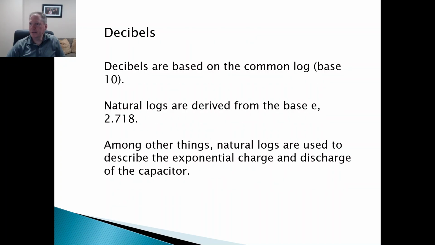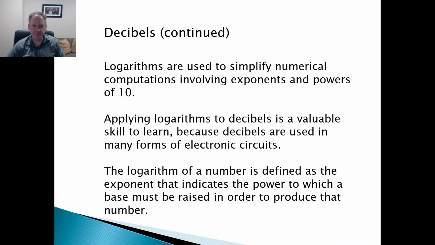All right. Now decibels are based on the common log, which is base 10. You can use natural logs, which will give you base e. Now, among other things, natural logs are used to describe the exponential charge and discharge of the capacitor. Logarithms are used to simplify numerical computations involving exponents and powers of 10. So when things are really, really large or really, really small, the bell and a logarithmic scale are used to show that.